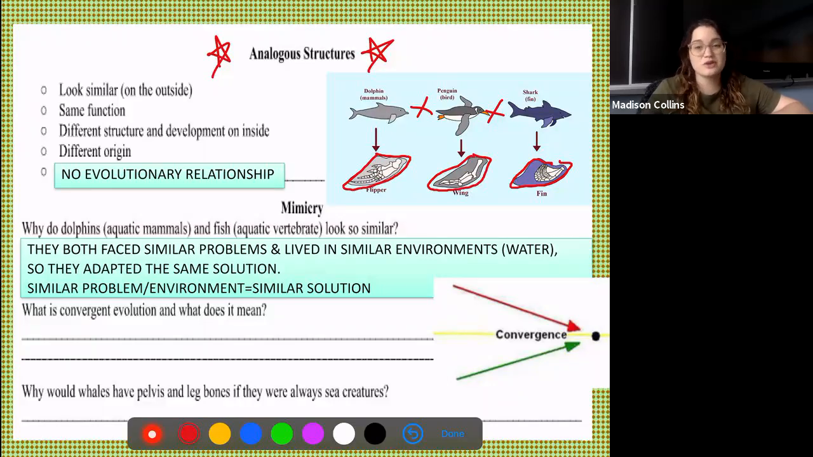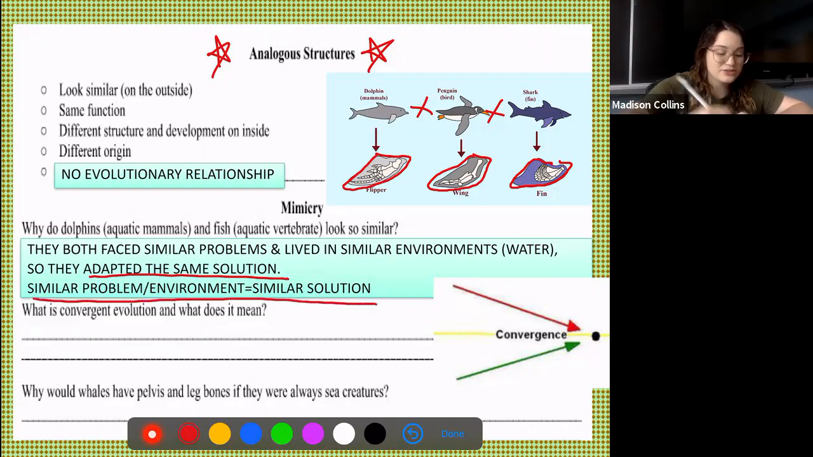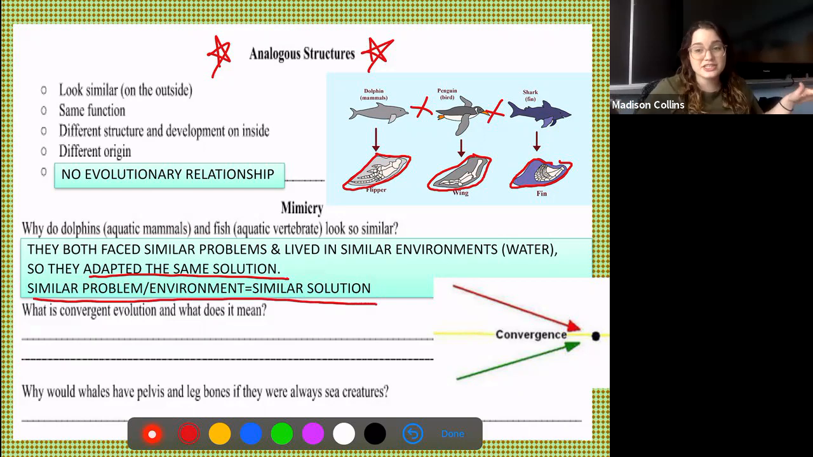All of these organisms, in one way or another, live in the water. They faced the same problems, they were in the same environment. So over time, they adapted the same solution. These organisms faced the same problem and they lived in the same environment, so they developed, again, a similar solution. They all developed some variation of a flipper or a fin to help them swim through the water. And this is an example of convergent evolution.